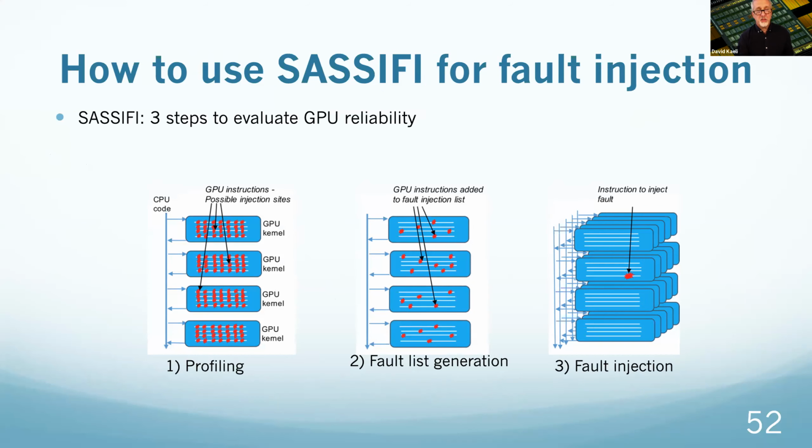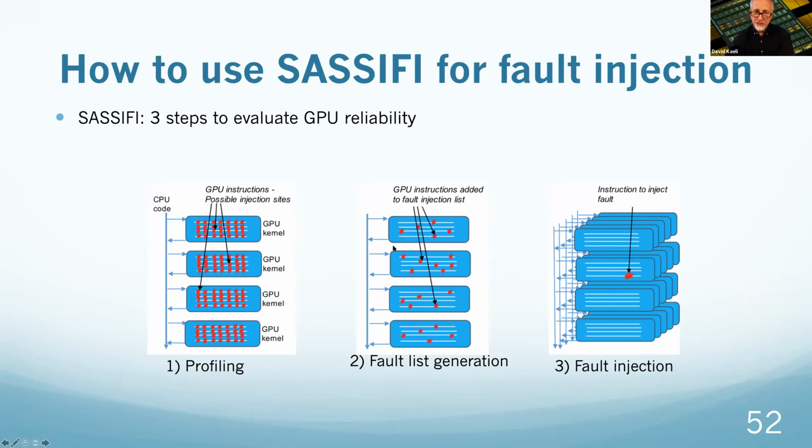So using SASSIFI, there are three steps to use it for fault injection studies. You basically have to do profiling. You have to find the potential GPU injection sites. You want to inject into live state of the GPU. If you inject in state that's not live, you're really not going to see anything happen. So if you go off and change a register that's not being used, or if you change a memory address that's never referenced, this is not very interesting. So you get possible injection sites.